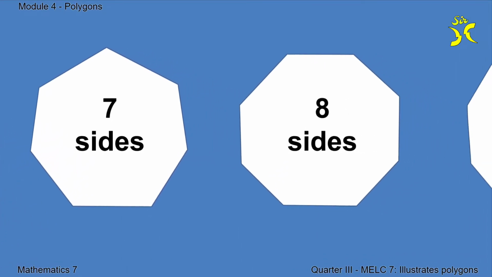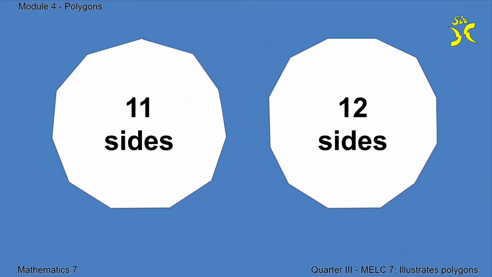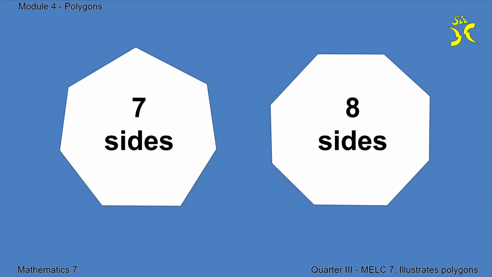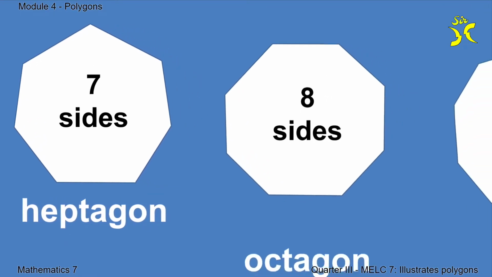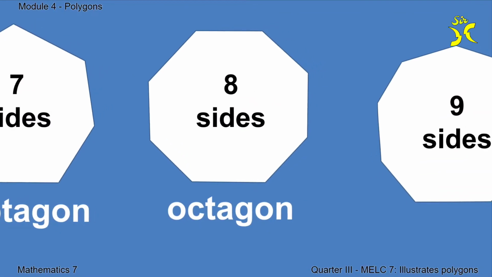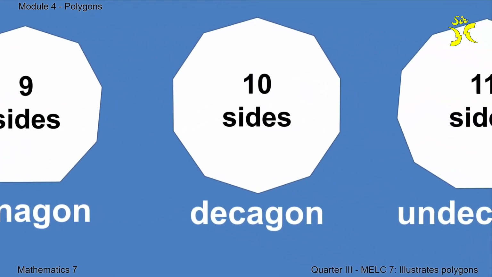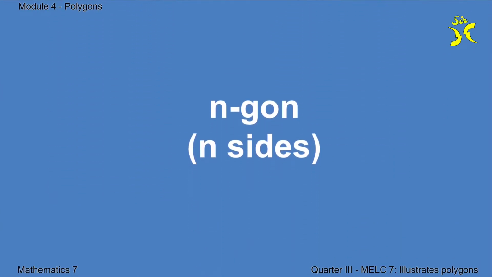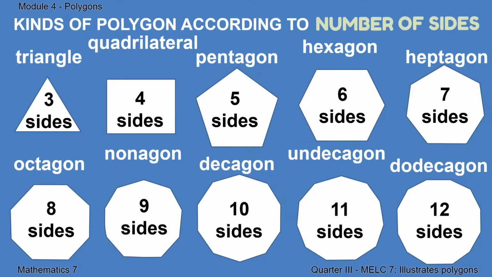There are many types of polygons, but to learn how to read them, you need to use the corresponding prefix. It is very easy. A seven-sided polygon is a heptagon. An eight-sided polygon, an octagon. A nine-sided polygon is a nonagon. How about a 10-sided polygon? A decagon. And so on. An n-sided polygon is an n-gon. So these are the different types of polygons according to their number of sides.